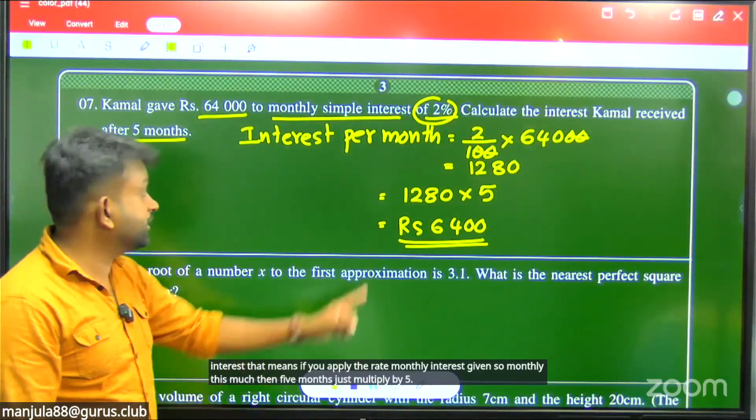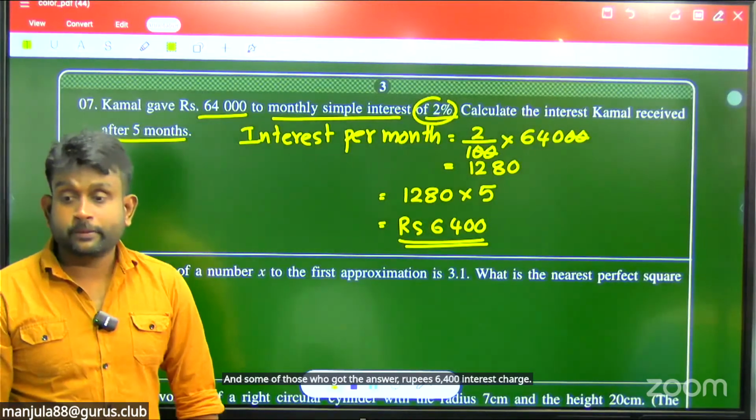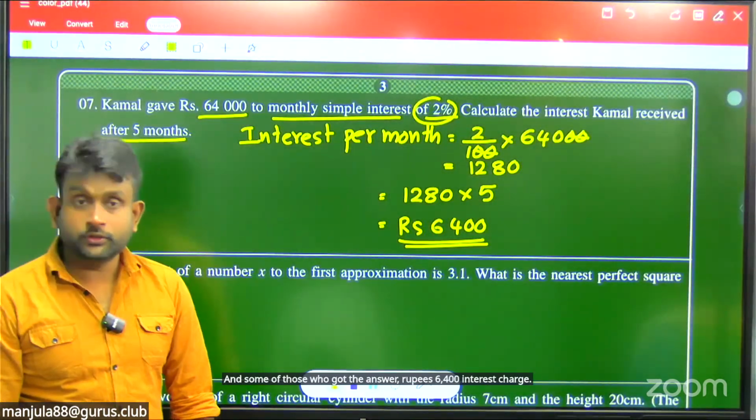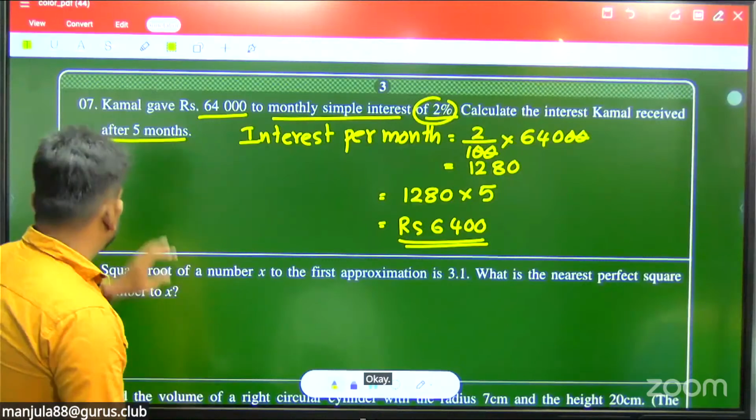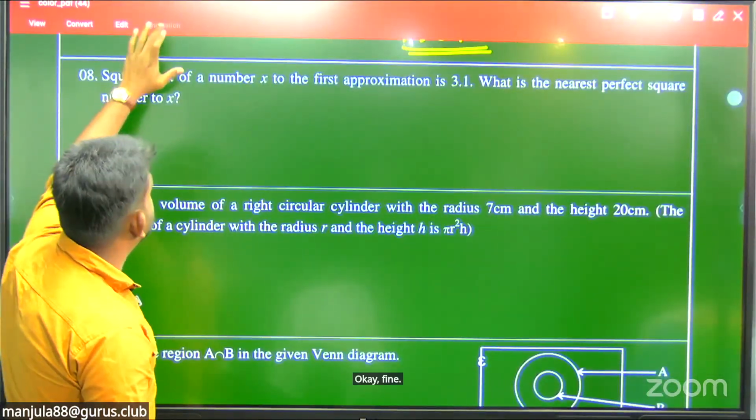Hands up those who got the answer. Rupees 6,400 interest charge. Okay, fine. Right, question number 8. Fine.